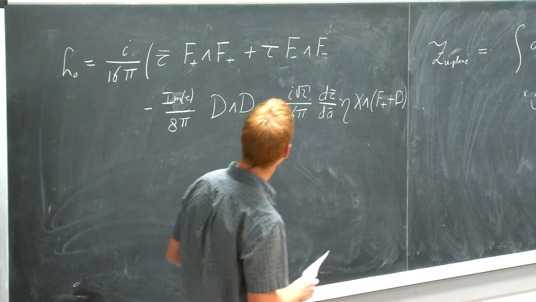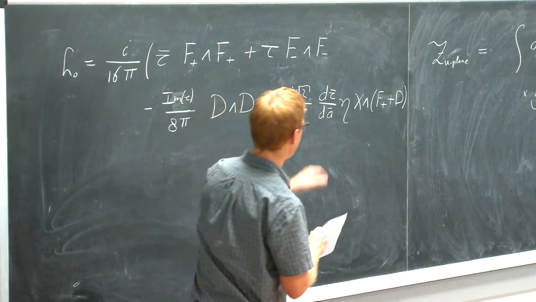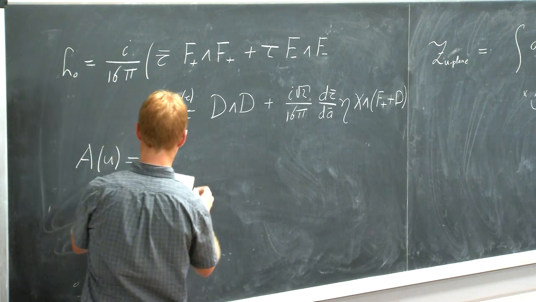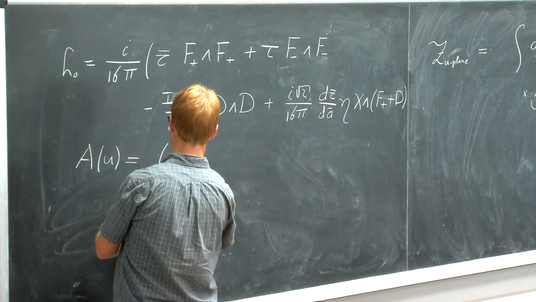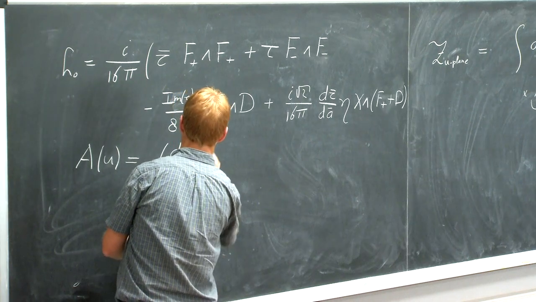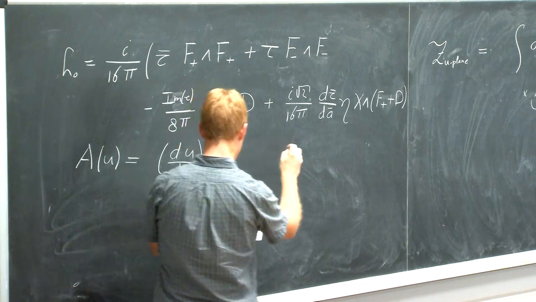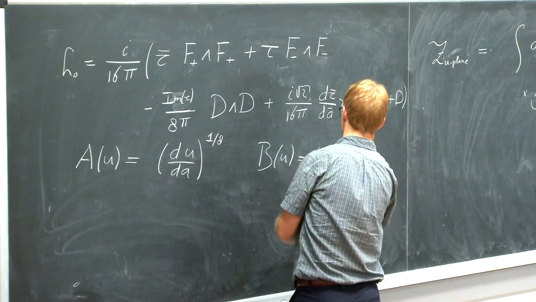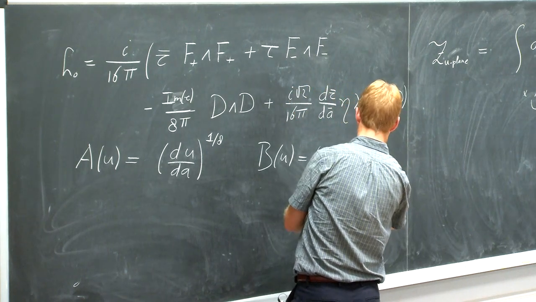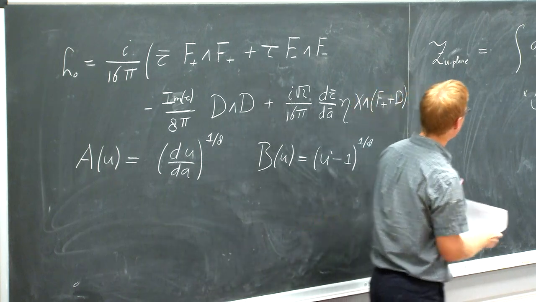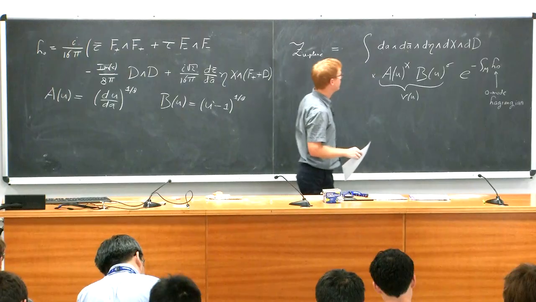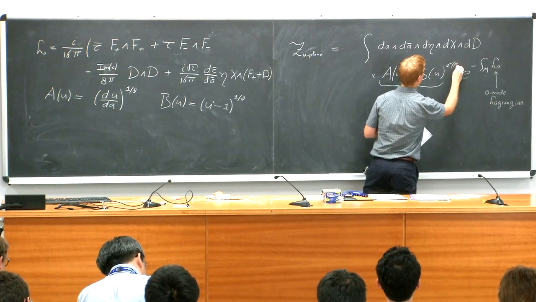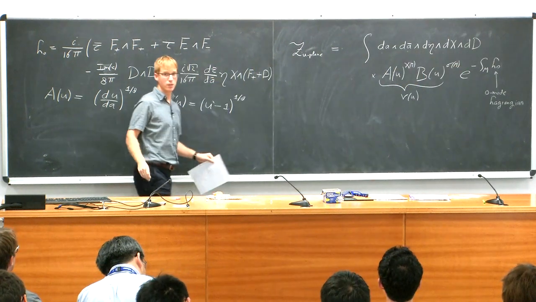Okay, so that's the zero mode Lagrangian, and then these factors A^U and B^U, I can give them in a little bit more detail. They are proportional to dU over dA to the power 1 over 8, and B^U is U squared minus 1 to the power 1 over 8, and chi and sigma are the Euler number and the signature of the manifold M. So these are just the topological data of the four manifold.